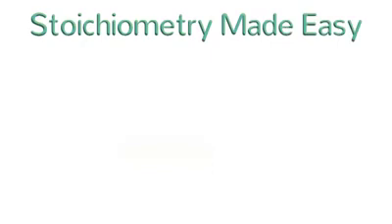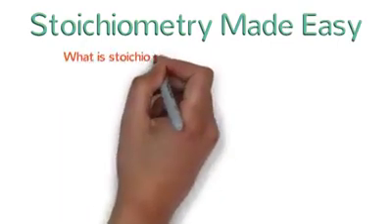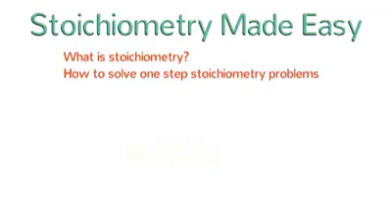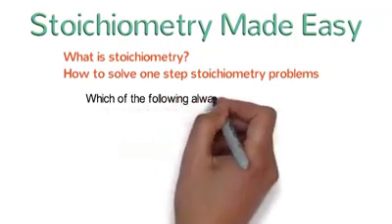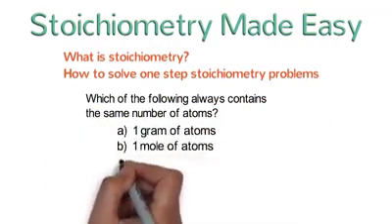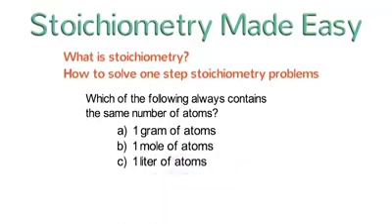In this video, we're going to learn what is stoichiometry and how to solve one-step stoichiometry problems. But before we begin, let's start with a question. Which of the following always contains the same number of atoms? 1 gram of atoms, 1 mole of atoms, or 1 liter of atoms? The correct answer is B, 1 mole of atoms, which is equal to 600 billion trillion atoms.